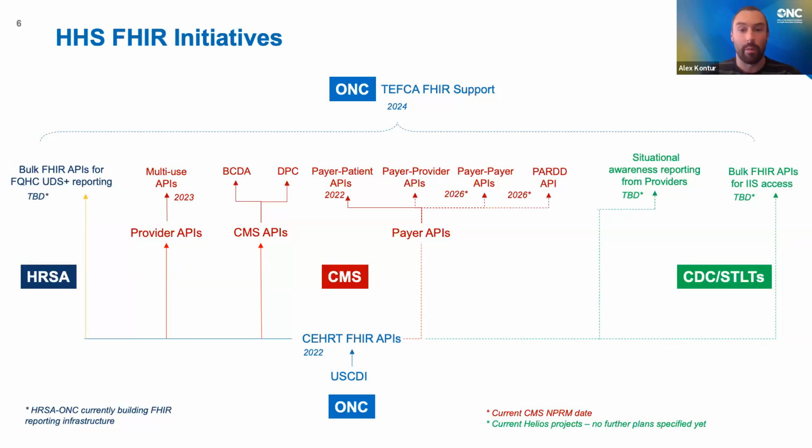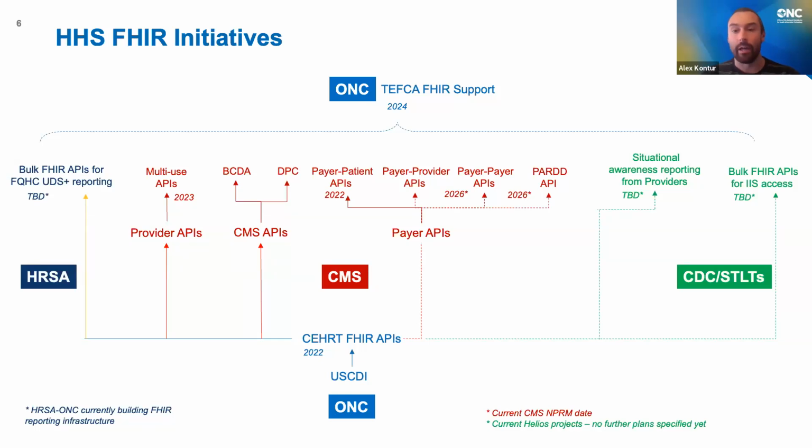I've covered many of the CMS use cases, including those in the patient access final rule and their proposed rule. CMS itself also provides some APIs to enable beneficiaries, for example, to access their Medicare information about themselves. Also the data at the point of care API to support providers' access to similar types of information that's held by CMS as part of the Medicare program.